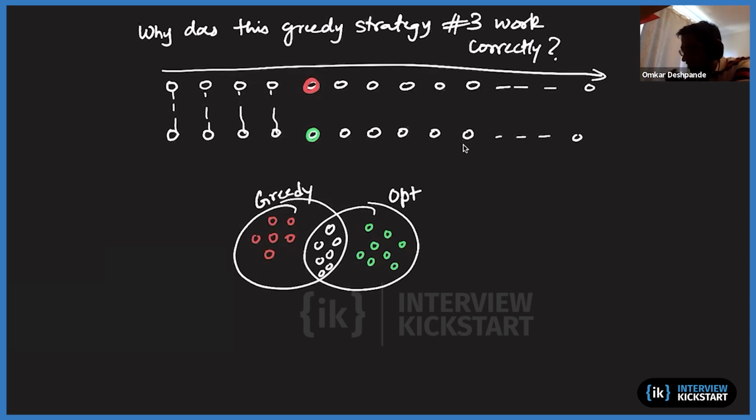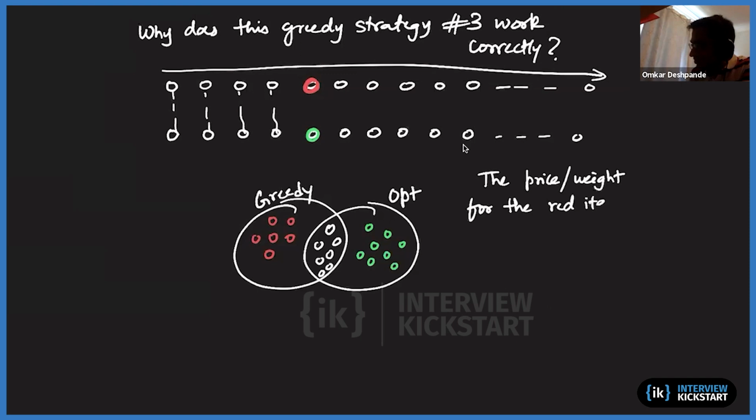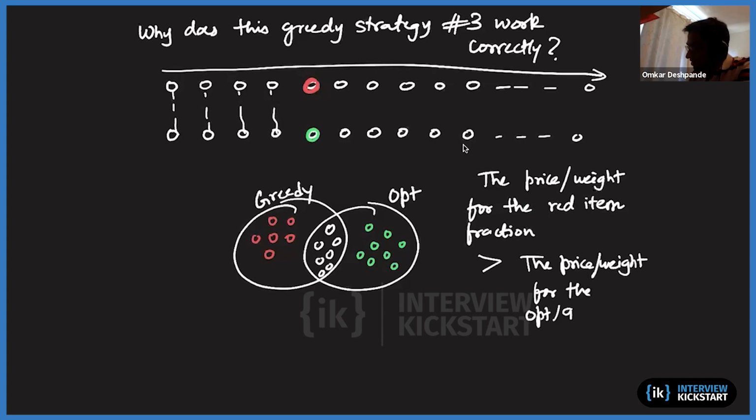So is there any problem we see here? So one claim we can definitely make is that this red point corresponds to a price per unit weight. The price per unit weight for whichever item was that red item, for the red item fraction, must be greater than the price per unit weight for the optimal, or you can say the green item fraction which is aligned to it.